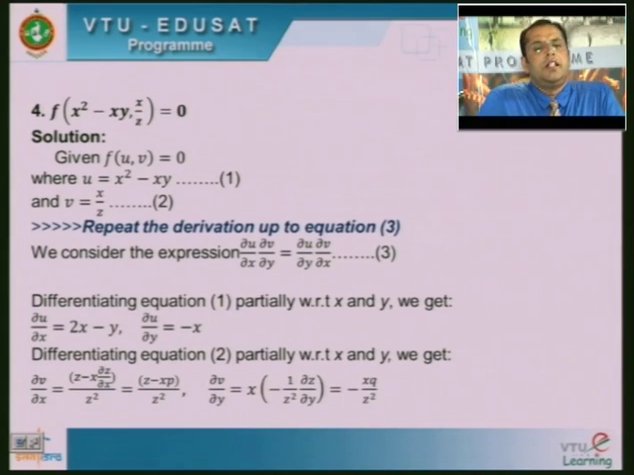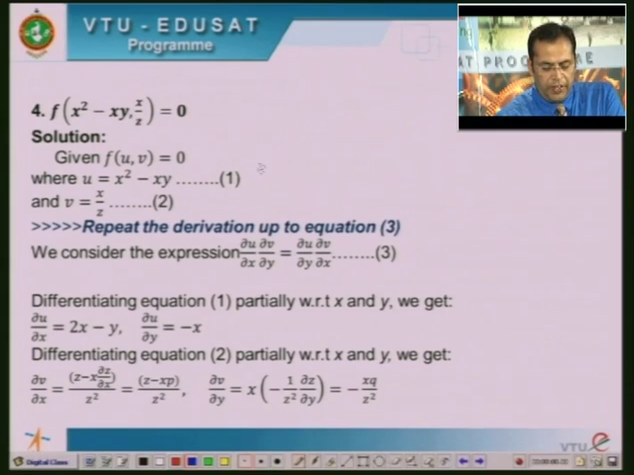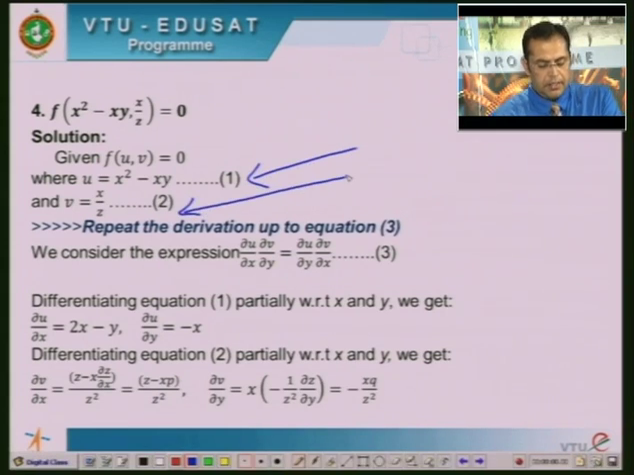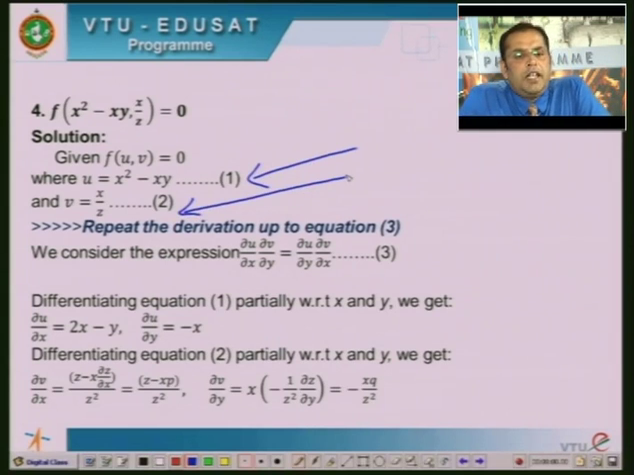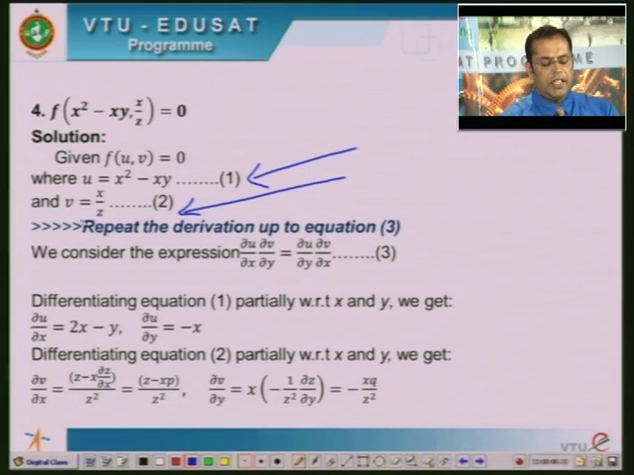Let us go to the next example, which is again similar to the previous 3 examples. In this example, u and v are x square minus xy and x by z respectively. You need to eliminate again the function f. So, differentiate u with respect to x and y. So, dou u by dou x is 2x minus y, dou u by dou y is minus x.